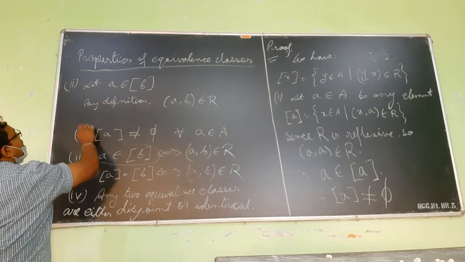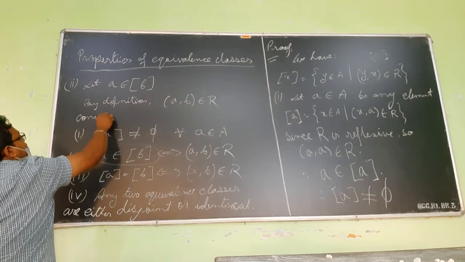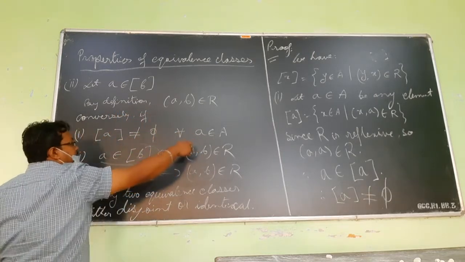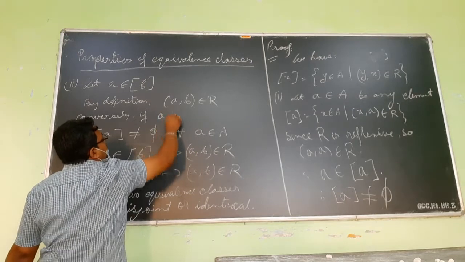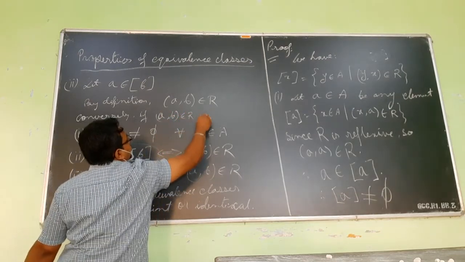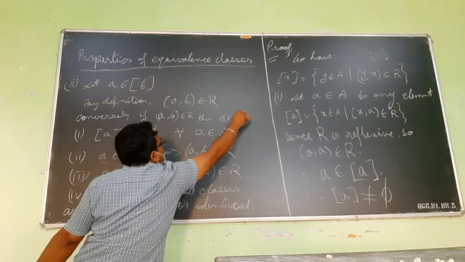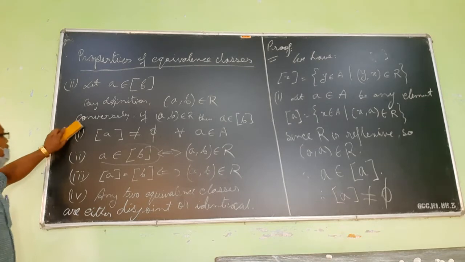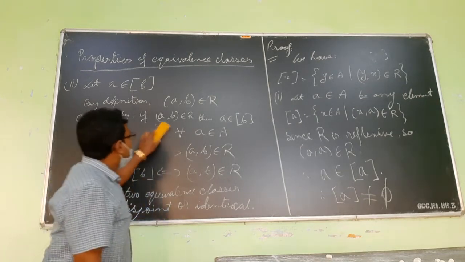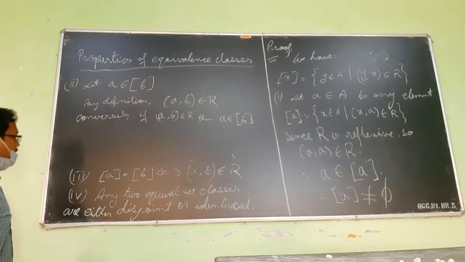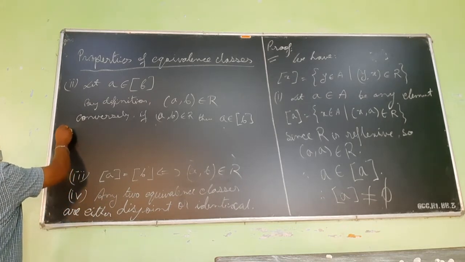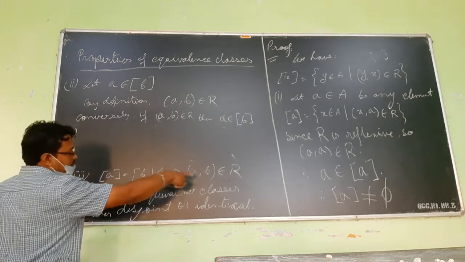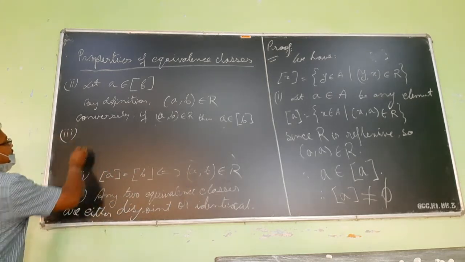Conversely, if (a, b) belongs to R, then a belongs to the equivalence class of b. This is obvious, so no need to do anything about it. Another is the number 3 property. The number 3 property is: if class a and class b are equal, then a and b are related.